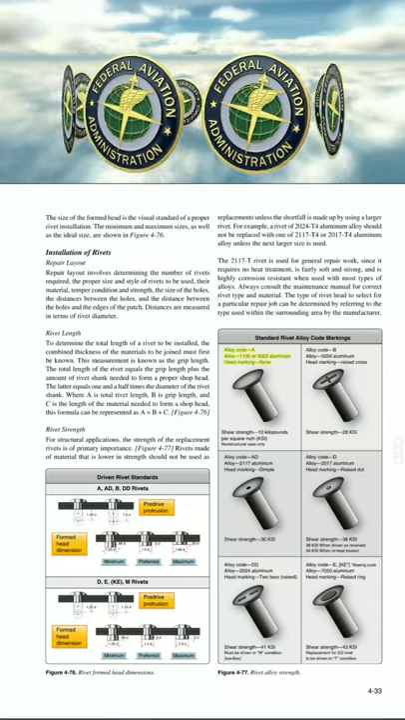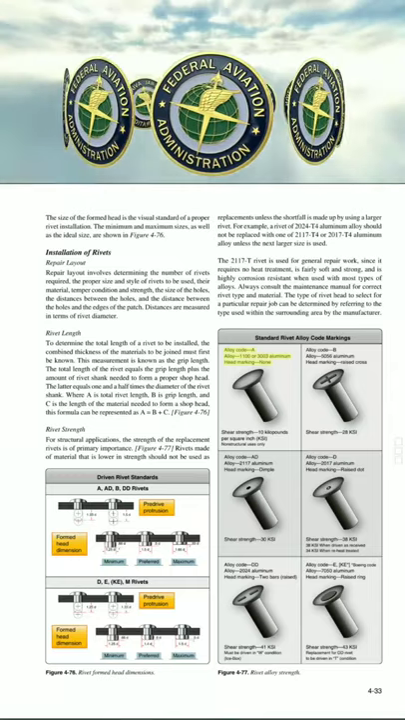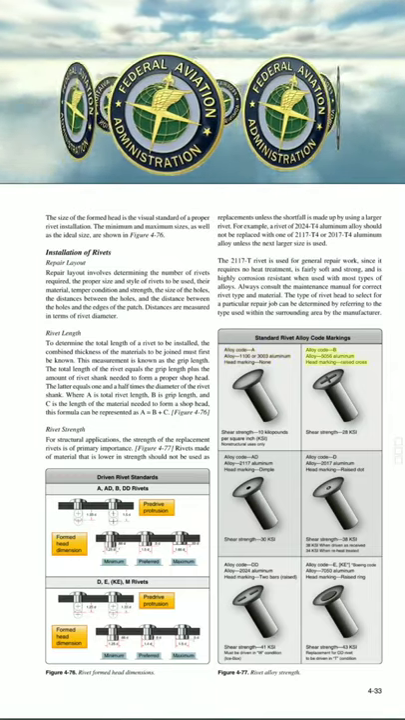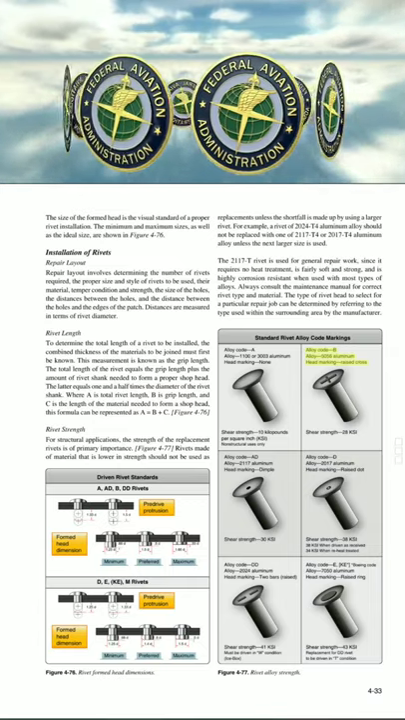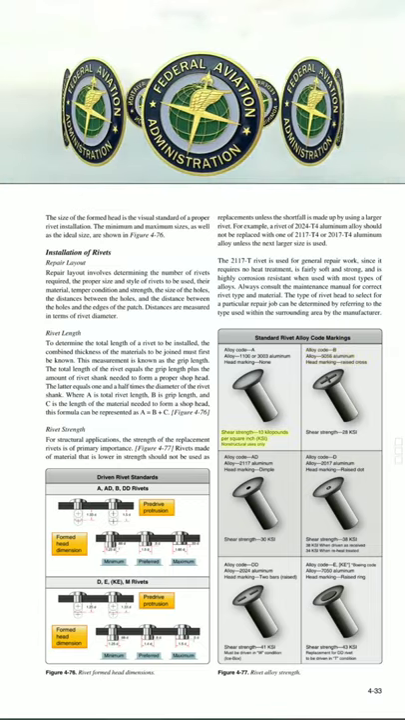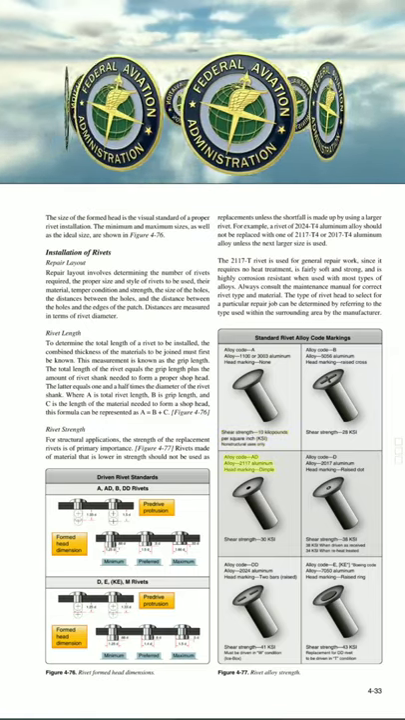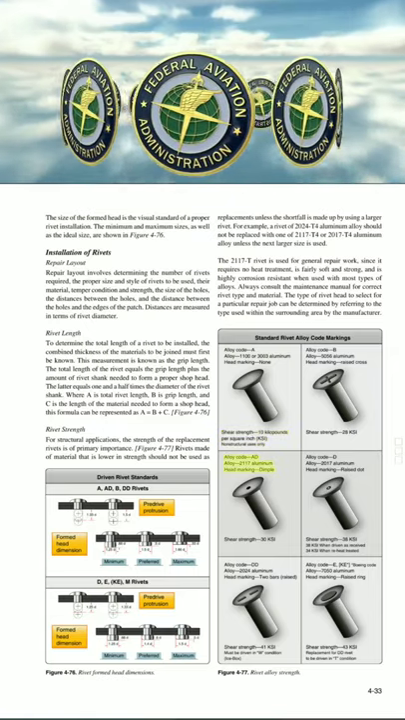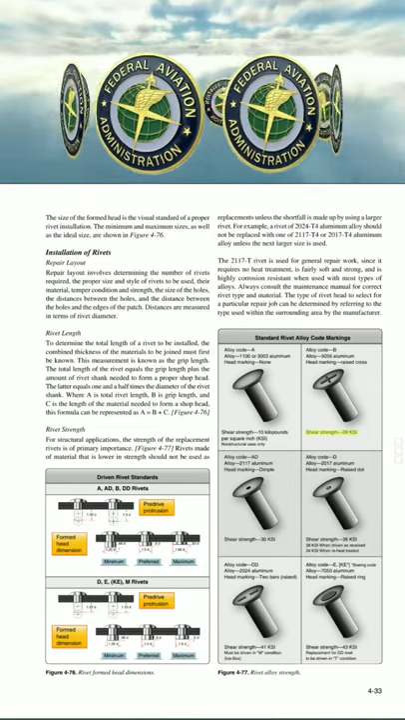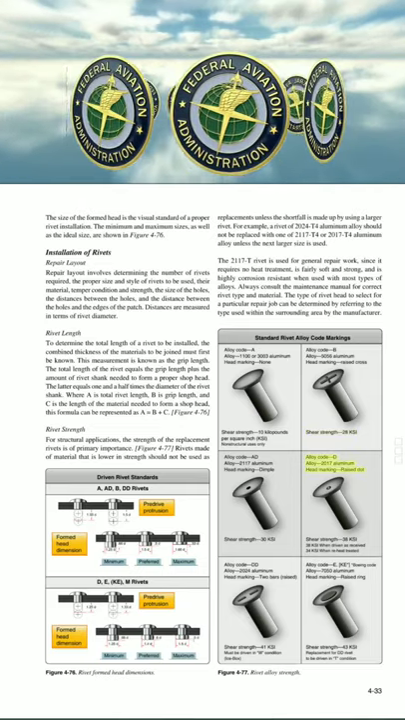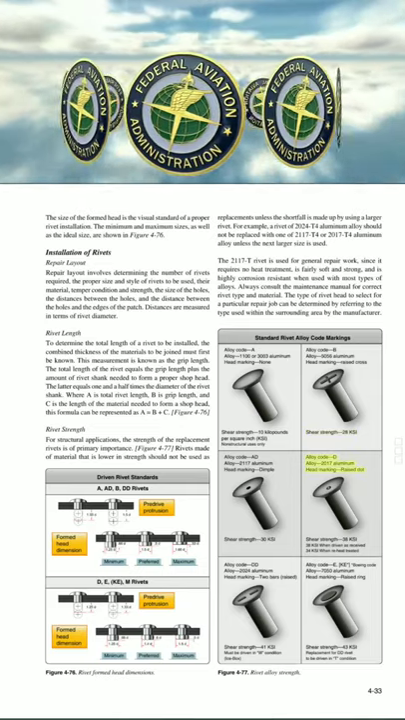Alloy code A, alloy 1100 or 3003 aluminum, head marking none. Alloy code B, alloy 5056 aluminum, head marking raised cross. Shear strength 10 kilopounds per square inch, KSI, non-structural uses only. Alloy code AD, alloy 2117 aluminum, head marking dimple. Shear strength 28 KSI. Alloy code D, alloy 2017 aluminum, head marking raised dot.